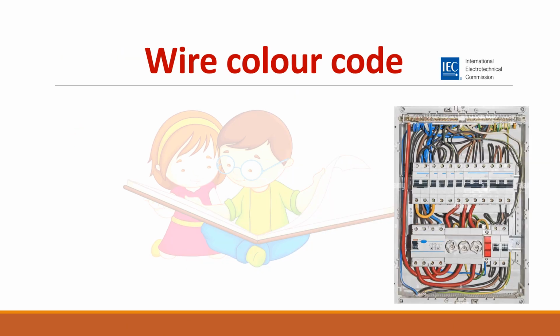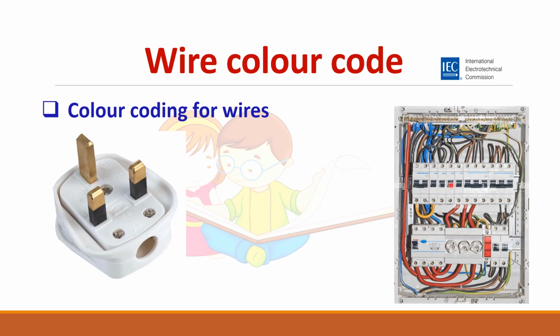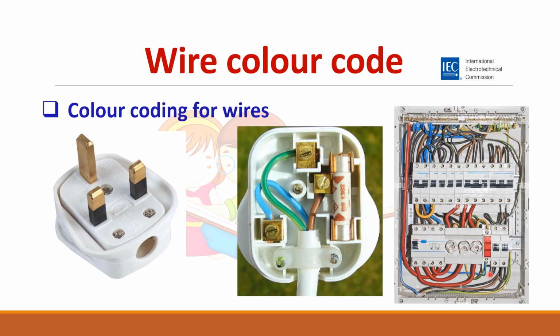If we see the distribution box, we can see different colors are used. Each color represents a purpose, that is, whether it represents a line, neutral or ground. So from the color we can identify them.